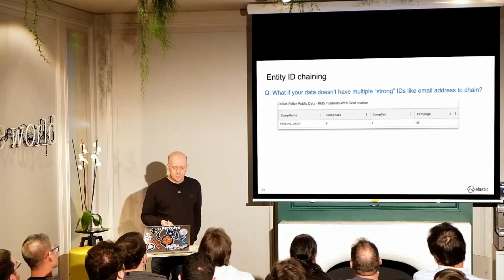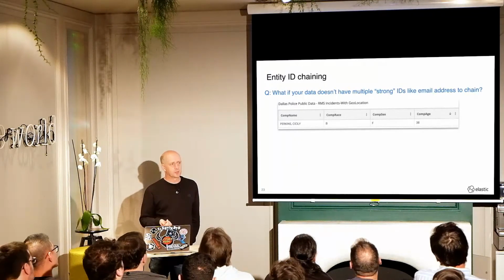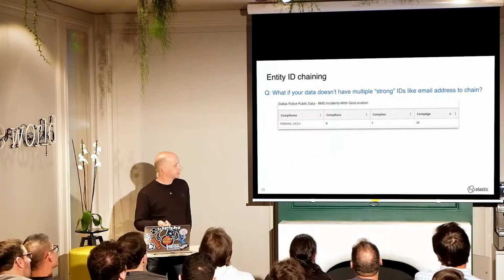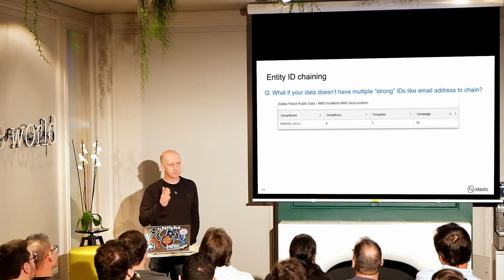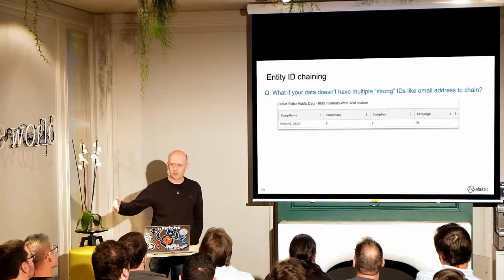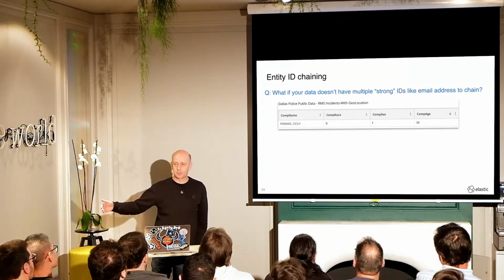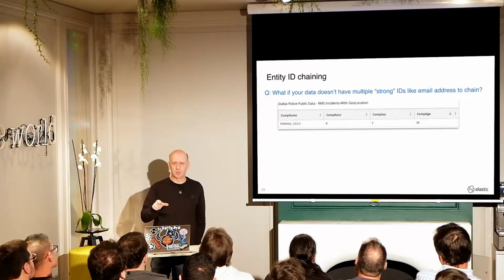So what if your data doesn't have a strong ID, like an email address? This is an example of some real data which you can download from the Dallas Police Force. It's public data, but it's probably much like your own customer databases. You have a first name, a surname, a date of birth, a postcode, and an address, but there's perhaps no strong single ID like a passport or an email address or something like that.